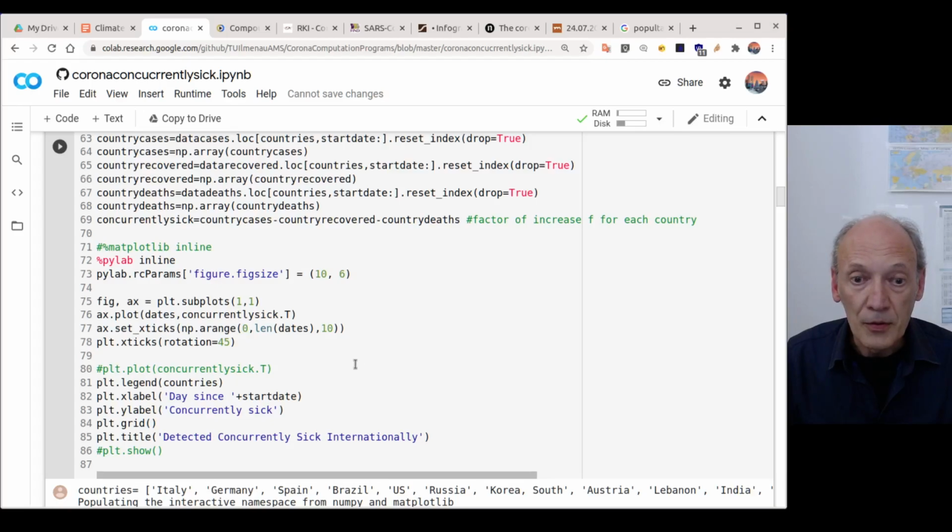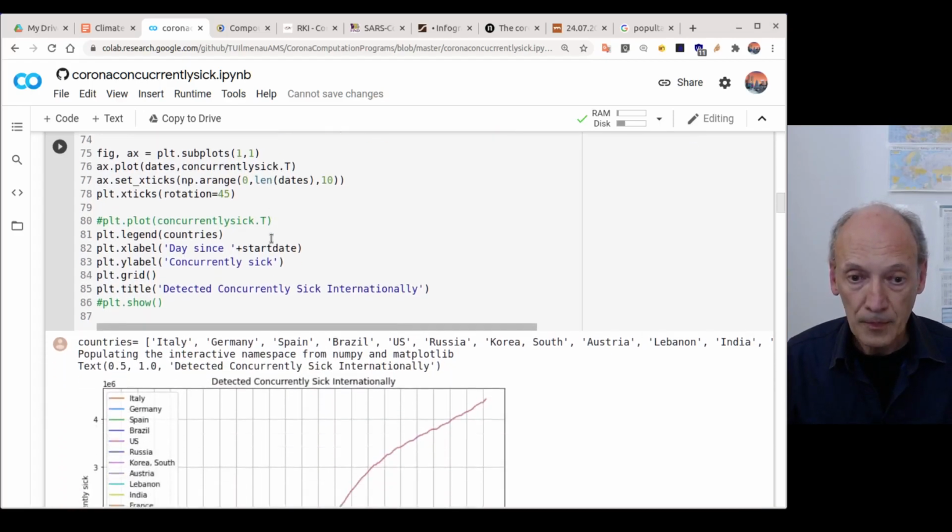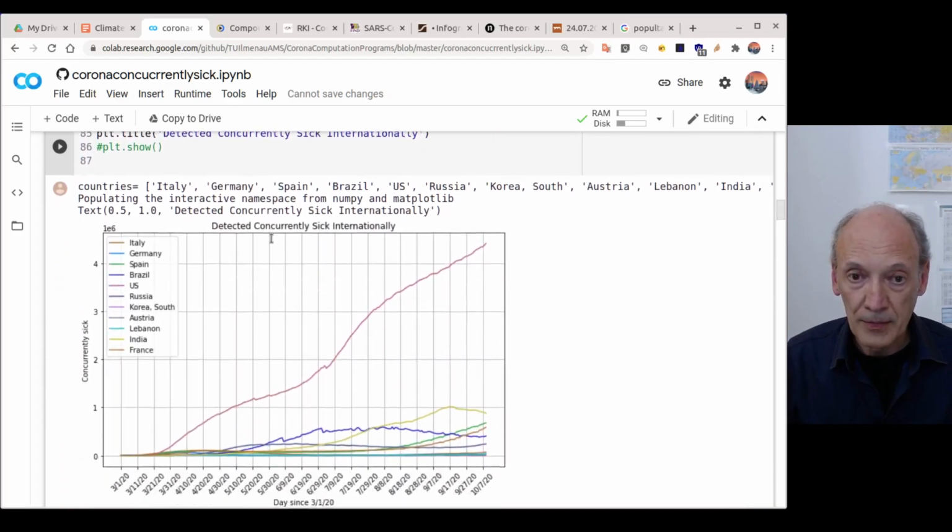Right, so where do we have it? Here you go. So here, concurrently sick is country cases, so the total number of cases of infections, detected positive cases, minus recovered, minus the dead. So these are the ones which are not yet recovered and not yet dead. So they are currently sick. So this is what you then get.